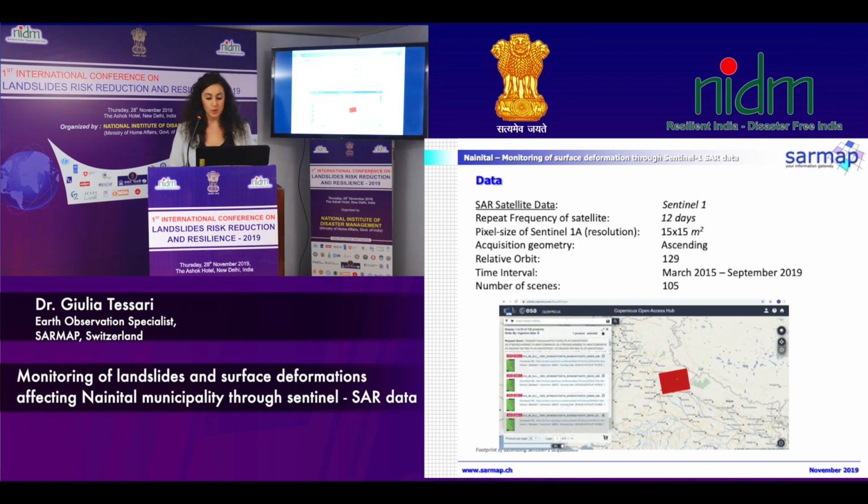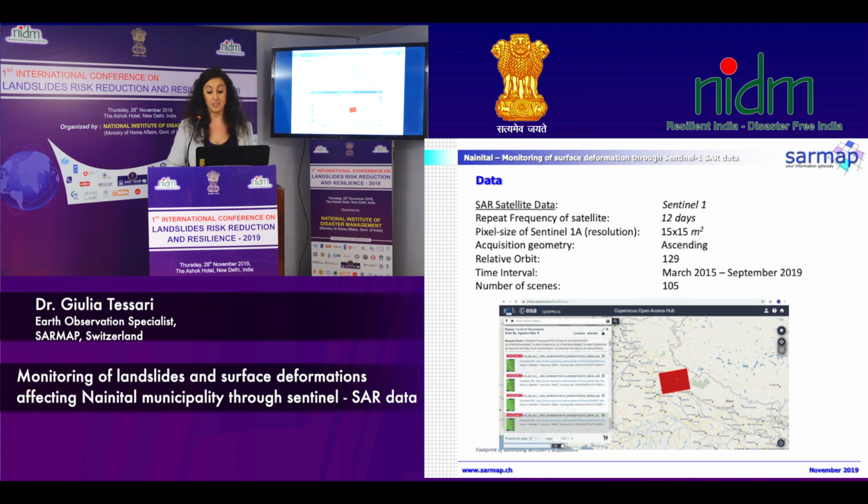Here are the data we were using. So these Sentinel data, as I was saying, acquired by the European Space Agency, are freely available. The visiting time of the satellite is 12 days. The ground resolution is 15 meters. We were using 105 scenes from March 2015 up to September 2019.